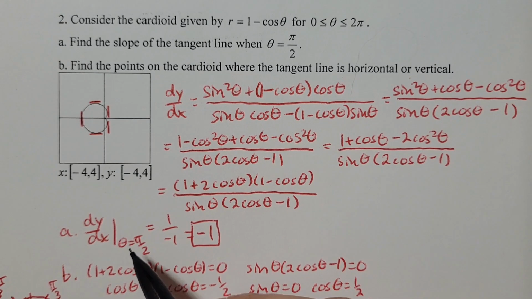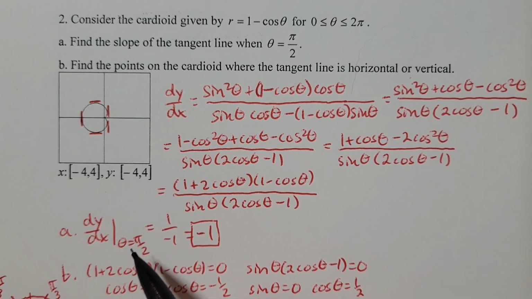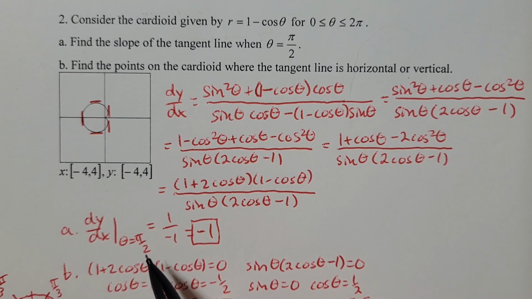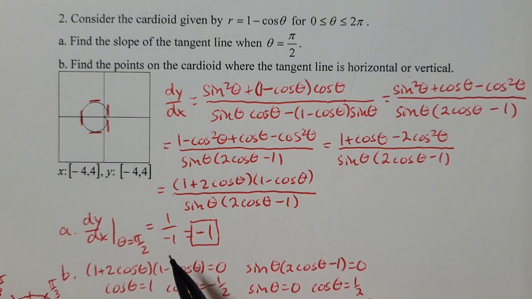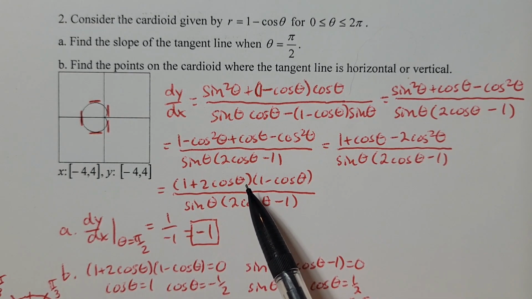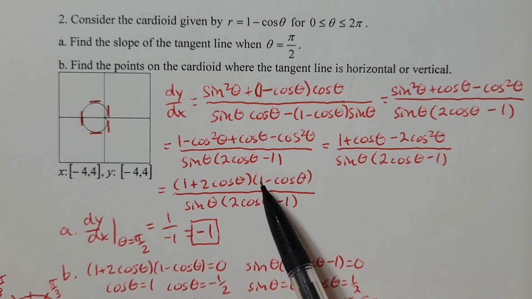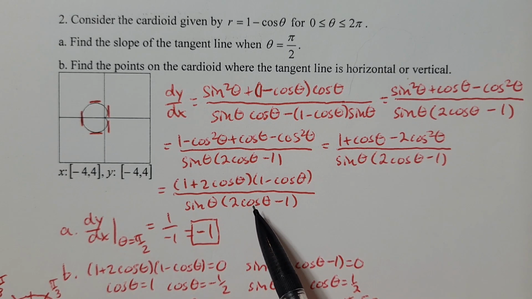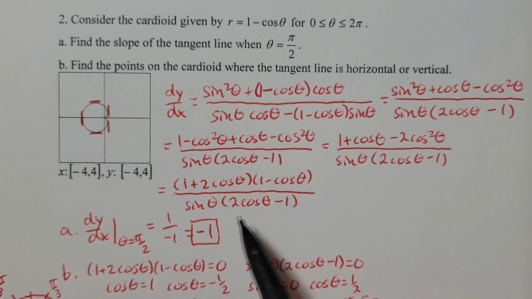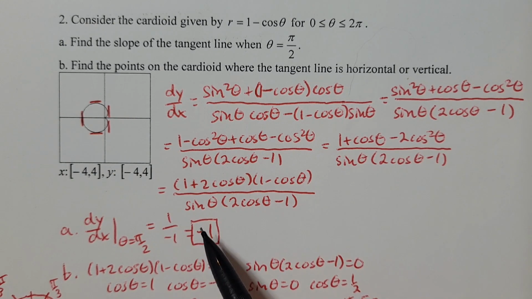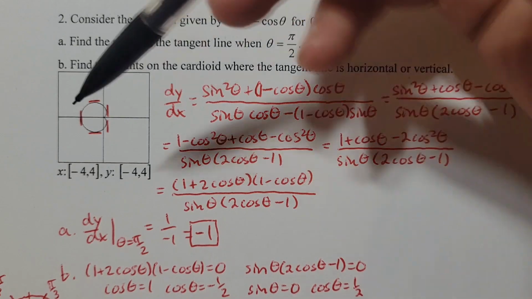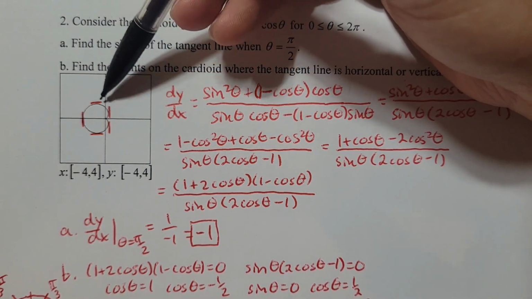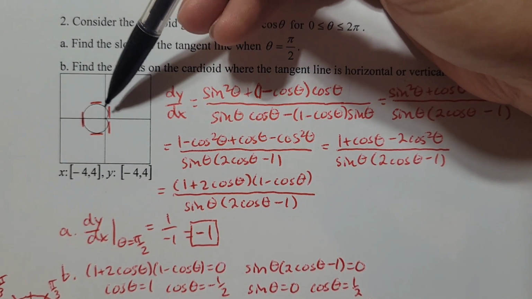Here's notation that you'll see in the book. So the derivative when theta is pi over 2 is how we'd read that. Well, if I plug in pi over 2, cosine pi over 2 is 0. So I got 1 times 1 is 1, divided by sine pi over 2, which is 1, times 0 minus 1, that's negative 1. 1 divided by negative 1 is negative 1. So the slope of the graph here at pi over 2 is negative 1. Okay?